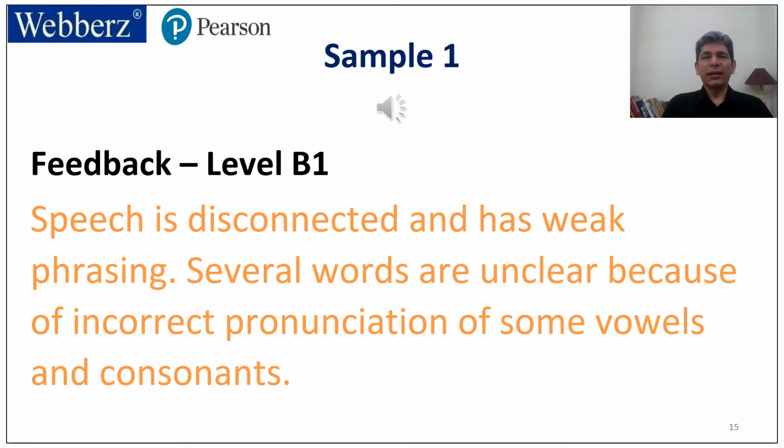The feedback. This is for level B1. Now, what exactly is the level? A1, A2, B1, B2, and C1, C2 are separate levels, A being the lowest and C being the highest. I would grade this as B1 because the speech is disconnected and has weak phrasing. A lot of words are unclear because of incorrect pronunciation of some vowels and consonants.